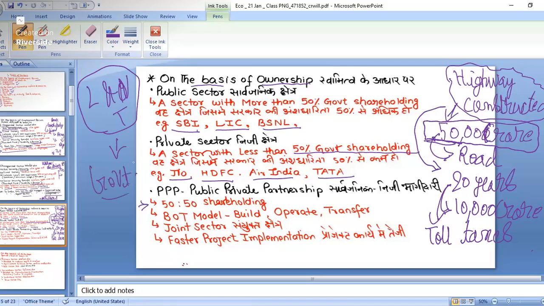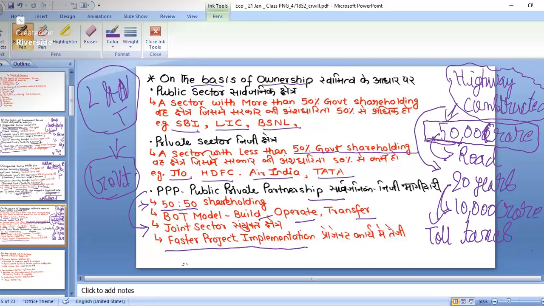So that is known as what? Joint sector or public-private partnership sector. In this case, we'll have 50-50 shareholding, or also the BOT model. BOT model is what? Build, operate, and transfer. This public-private sector is also known as the joint sector, and this is for faster project implementation.